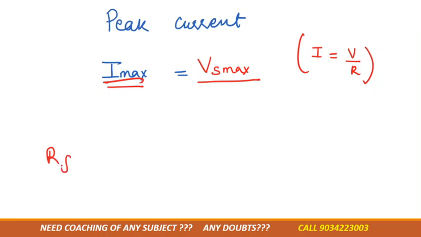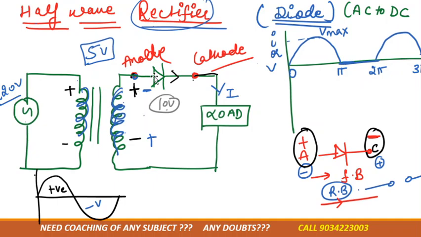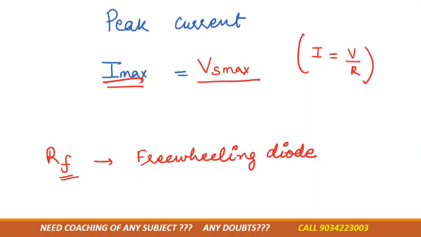we are having two resistances here. One is the resistance for the diode. Why have they denoted it by F? Because that diode is known as freewheeling diode. Normally this diode is called a freewheeling diode. Why do they say freewheeling diode? I'll tell you that concept later on, but for now you have to remember this diode is known as freewheeling diode.